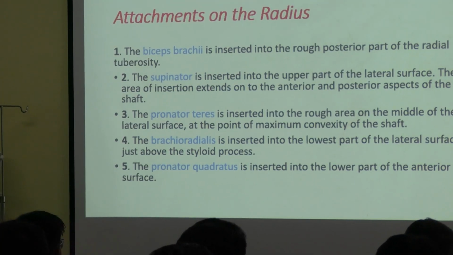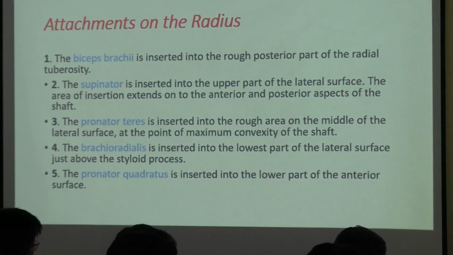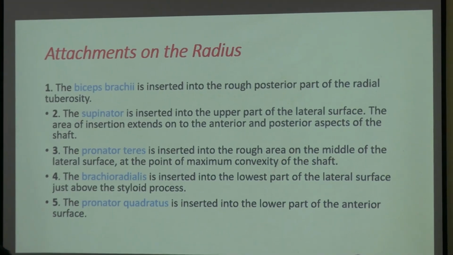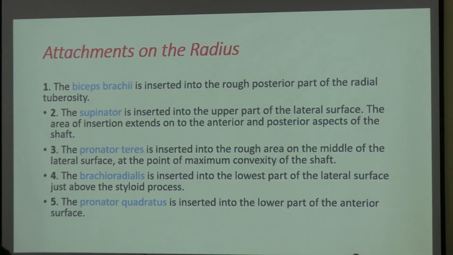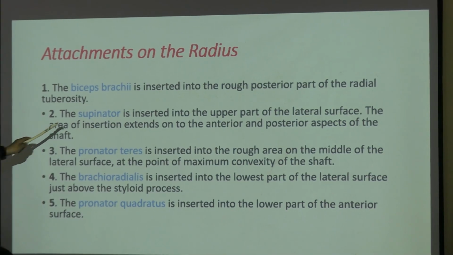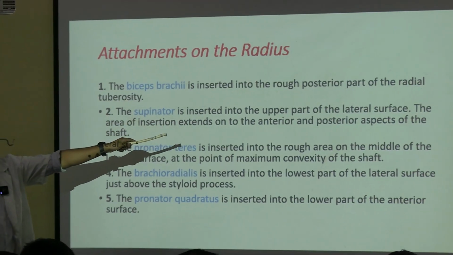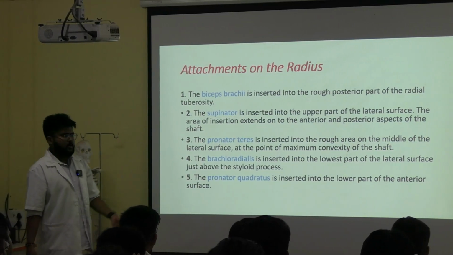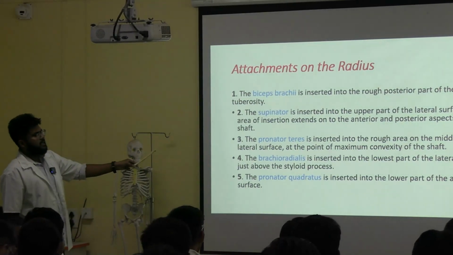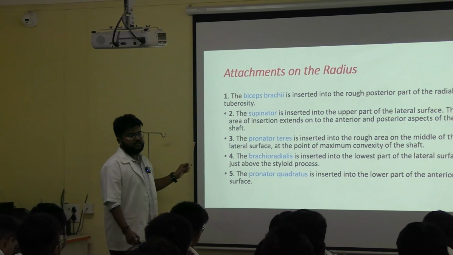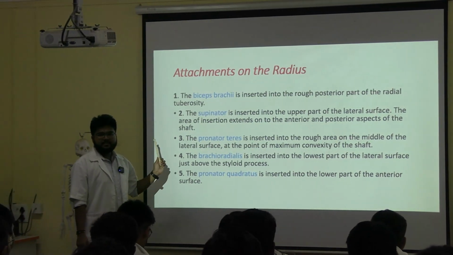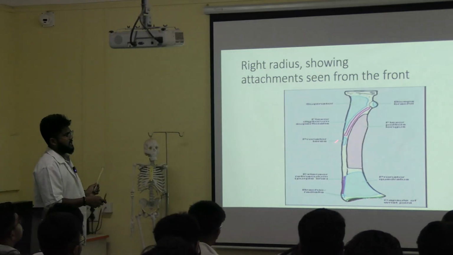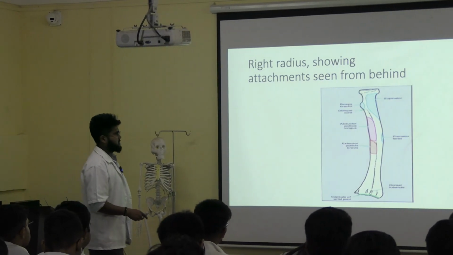First, the biceps brachii is inserted mainly on the posterior part of the radial tuberosity. Just remember that the biceps brachii is attached to the radial tuberosity. Next, the supinator is attached mainly to the lateral surface and extends from anterior to posterior. Next, the pronator teres: where was it? On the lateral surface medially. The pronator teres is attached to the lateral surface medially.